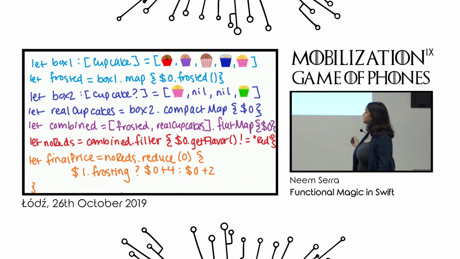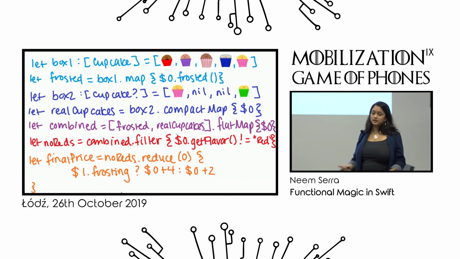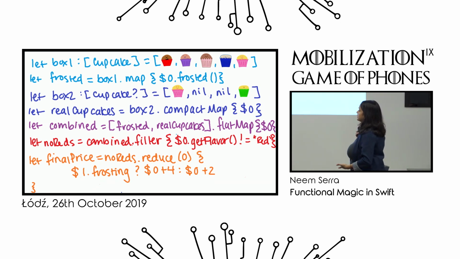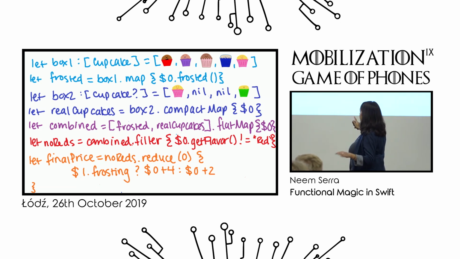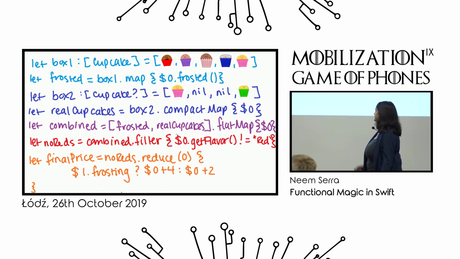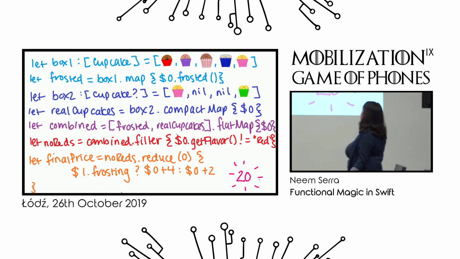And then lastly, we want to reduce this entire set of things, and we want to get a final price for the cupcakes. If you remember how we did it before, our initial value is going to be 0. There was nothing that we're taking the price of, and then we're going to say, add to that initial value $4 if the element in the array has frosting. If it doesn't have frosting, only add $2. And then at the end, we're going to get the value of $20, and we're going to know that we have to pay $20 for cupcakes.